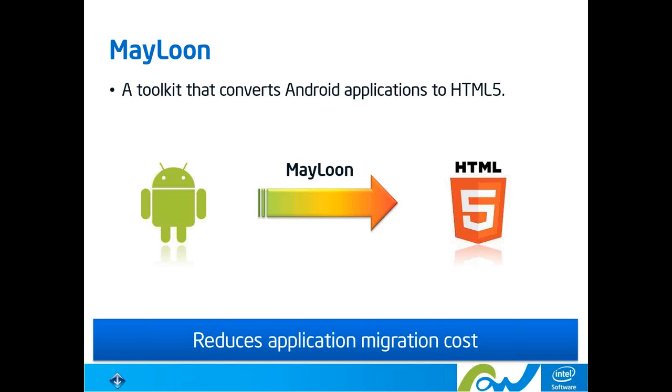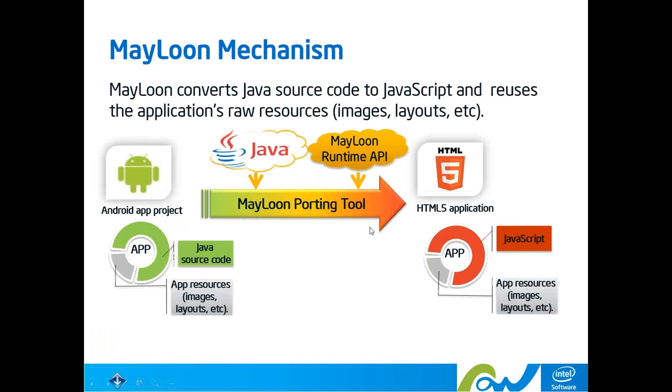Mailong is a toolkit that converts your Android applications over to HTML5. Apparently the objective is very similar to the App Porter tool which I just talked about, which is to reduce application migration costs from Android to other platforms. And at a very high level, this is how Mailong works, converting your Android application over to HTML5.